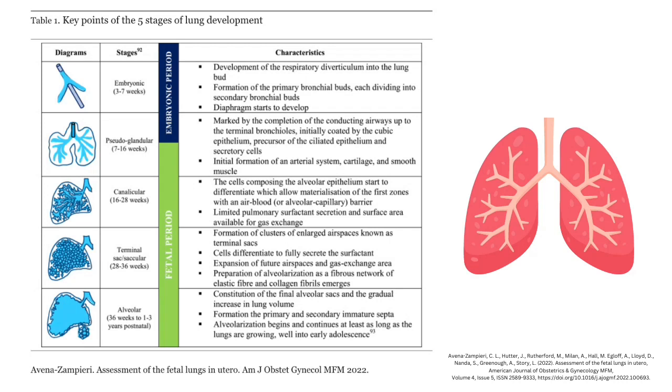And then in the alveolar phase, this is 36 weeks to 1 or 2 years postnatal life. Your tree is fully bloomed, you have the final alveolar sacs, and you're able to fully oxygenate and ventilate your body.